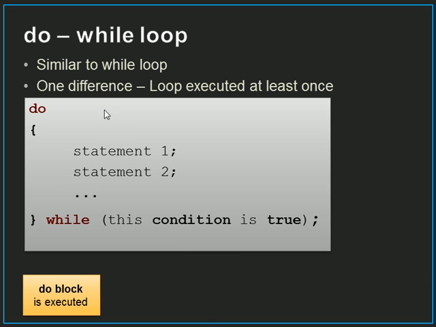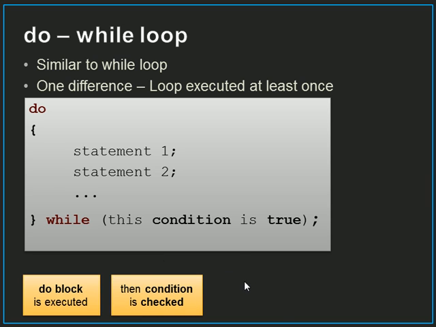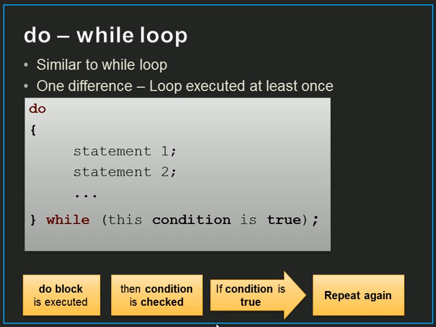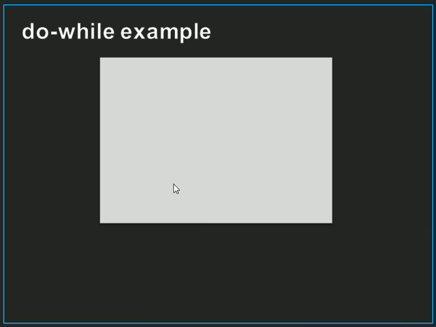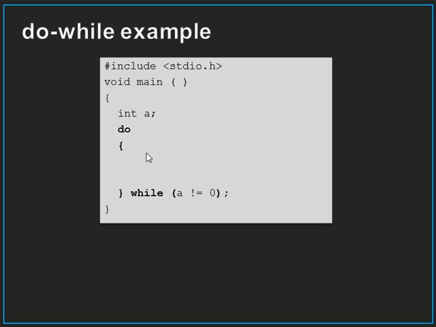Now the do block is executed first, then the condition is checked. And if the condition is true, the control goes back to do and executes the statement again. Let us see an example of the do while loop. As usual, we have the main function. In this we are declaring an integer a, then we are repeating some statements, and the condition is such that if a is not equals to 0.